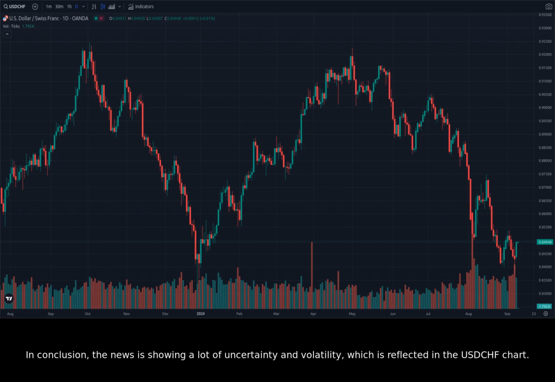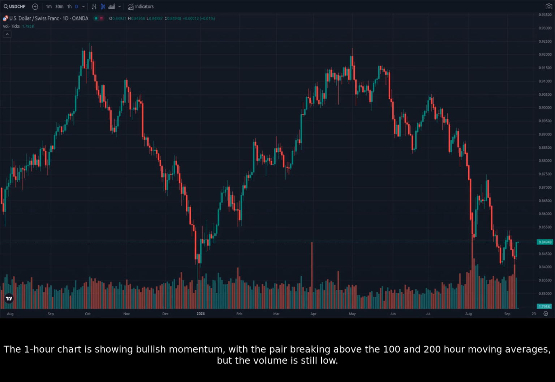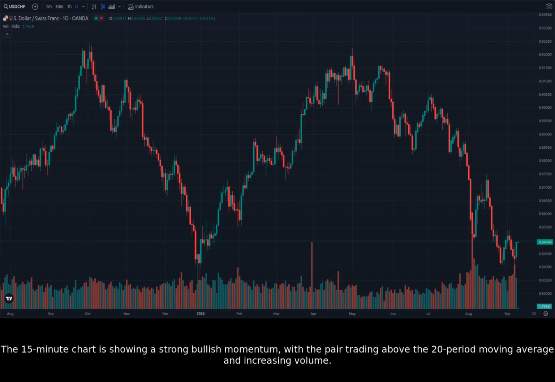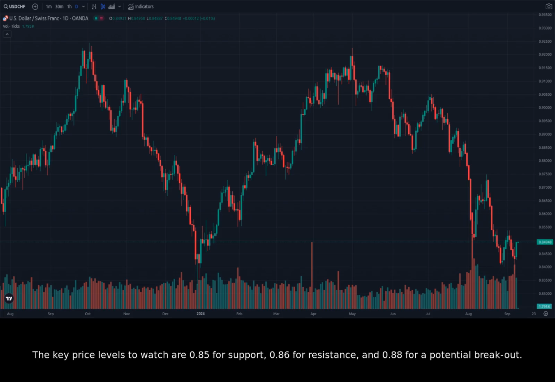In conclusion, the news is showing a lot of uncertainty and volatility, which is reflected in the USDCHF chart. The daily chart is showing a downtrend, but with a potential for a short-term reversal. The 1-hour chart is showing bullish momentum, with the pair breaking above the 100 and 200-hour moving averages, but the volume is still low. The 15-minute chart is showing a strong bullish momentum, with the pair trading above the 20-period moving average and increasing volume. The key price levels to watch are 0.85 for support, 0.86 for resistance, and 0.88 for a potential breakout.